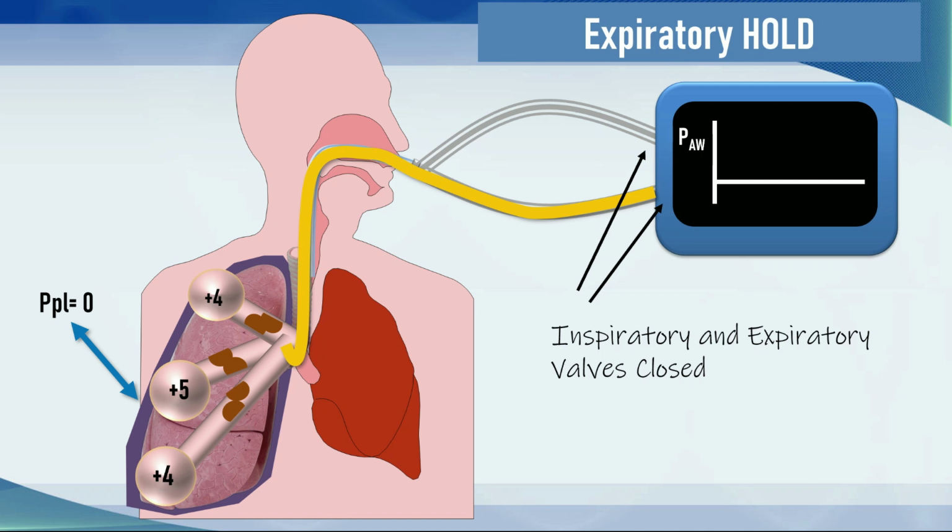In this case, the pressure that is being measured will rise above baseline, that's atmospheric pressure or PEEP, and rest at a higher pressure level. That is the total PEEP level.